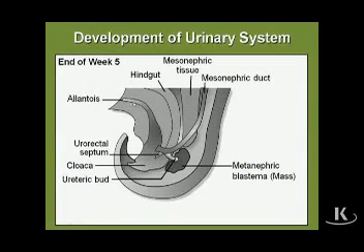Of course, you can have partial fusion where most of it fuses, but a little region doesn't fuse, just like we've talked about in other developmental processes, and that would give you a urachal cyst. So that concludes our discussion of the development of the urinary system.